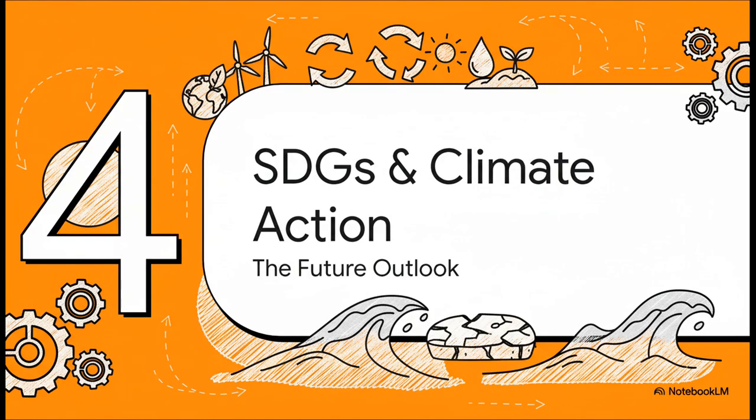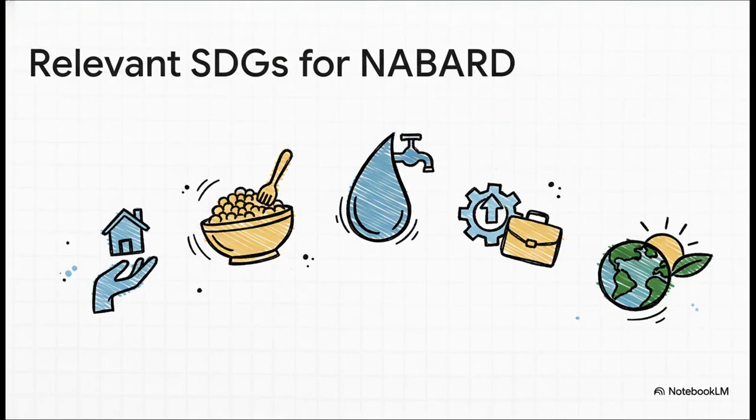All right, for our final section, let's zoom out and look at the bigger picture. Because rural development today isn't just a local thing anymore. It's all tied up with global goals and, frankly, the existential threat of climate change. The Sustainable Development Goals, or SDGs, are basically the world's to-do list. And if you look at these 5, they are practically NABARD's job description.